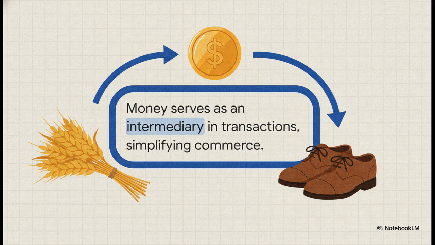First up, it acts as a medium of exchange. This means it dramatically simplifies commerce by perfectly cutting out the middleman in our whole wheat for shoes barter nightmare. Instead of trading goods directly, you just trade your goods or your labor for money, and then you use that universally accepted money to buy whatever you want.